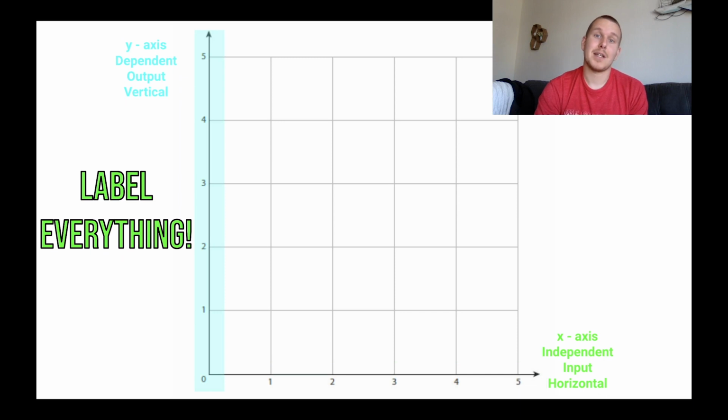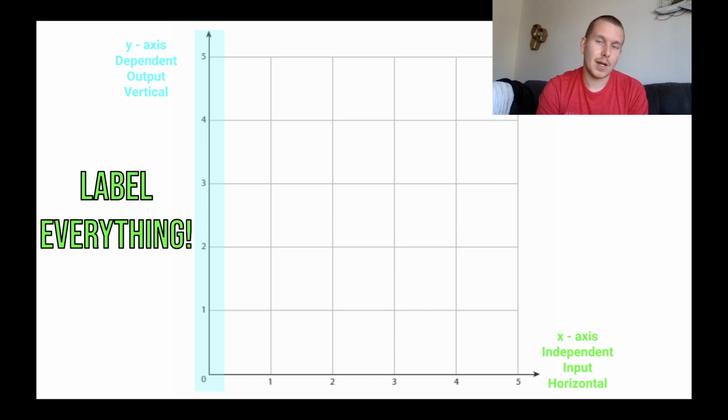Now, the y-axis has a couple other names too: the dependent, the output, or the vertical axis, and it's vertical because it's going up and down. Hopefully this is all clicking now because we talked about these names in my last couple of videos. So the y-axis will come second because y comes after x in the alphabet. When we learn more about how to read and how to plot points on a coordinate plane, the y-axis will come second and the x-axis will come first.